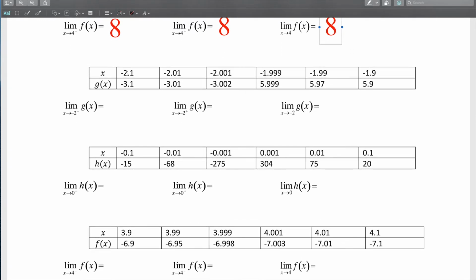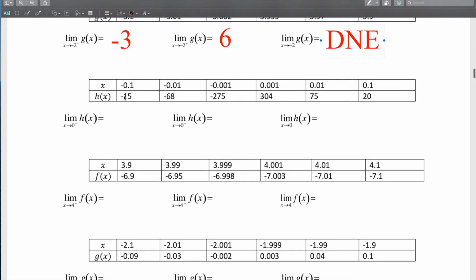When we look at this next one, as we approach negative 2 from the left, it looks like the y values are approaching negative 3. If we look at them from the right-hand side, these y values are getting closer and closer to 6. These are not the same number, so the actual limit at negative 2 does not exist.